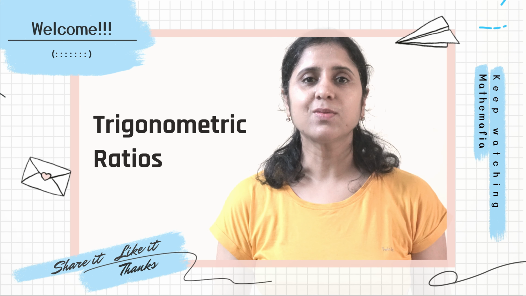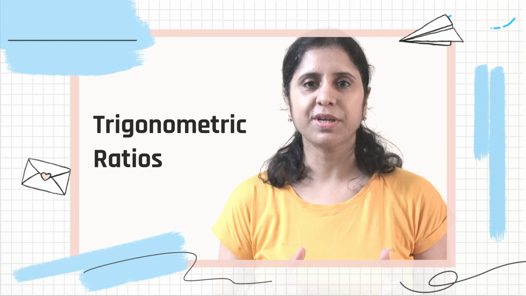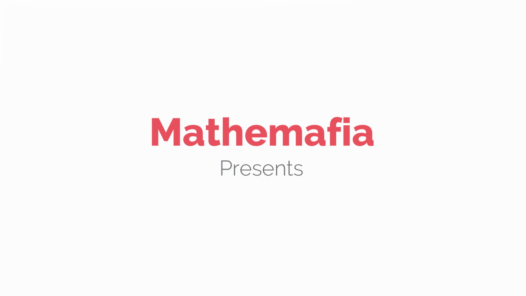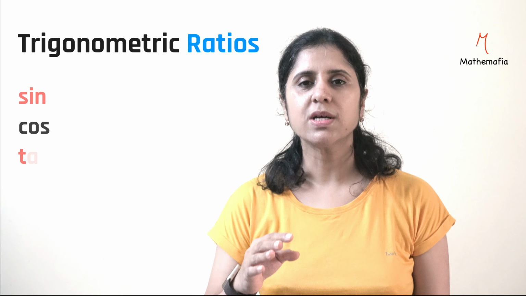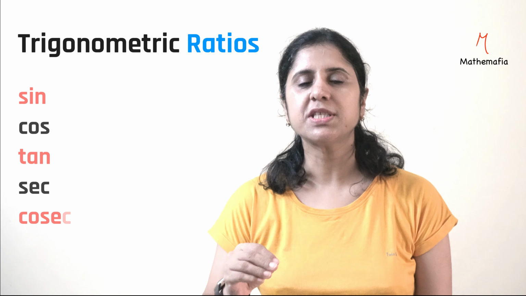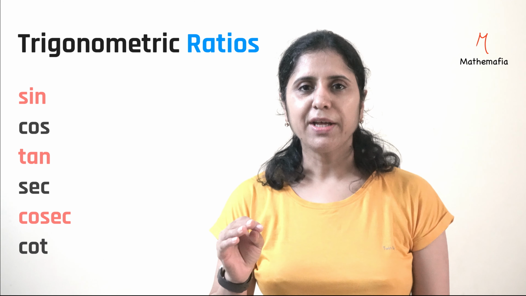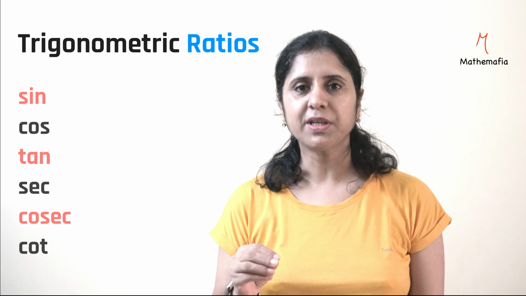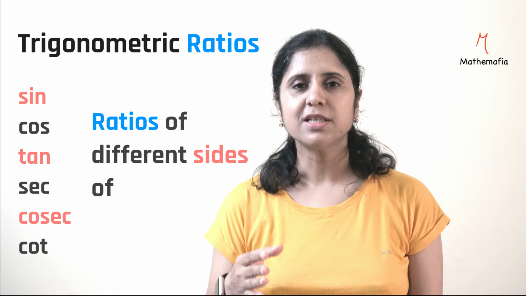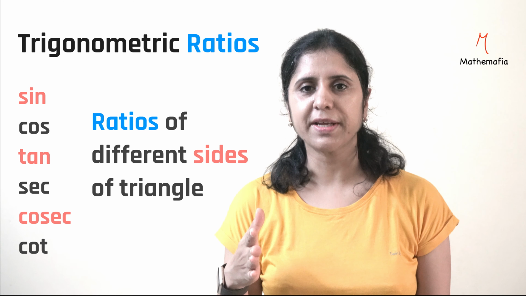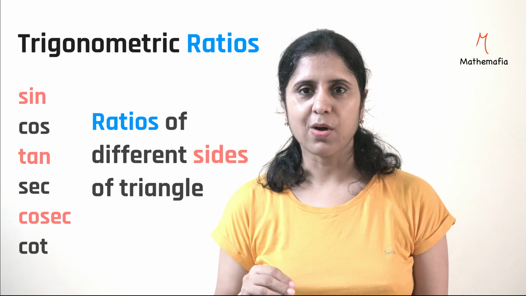Today we'll be discussing what are different trigonometric ratios, that are sine, cos, tan, secant, cosecant and cotangent. I know a lot of you might be finding it a bit confusing, but these are nothing but ratios of different sides of triangles that we will discuss right now, right?